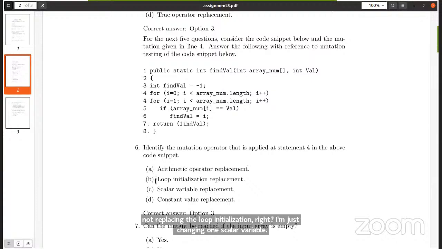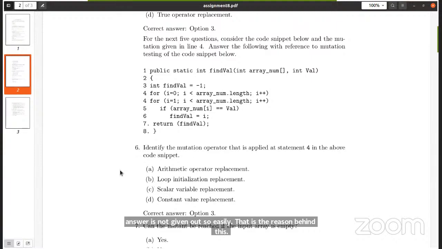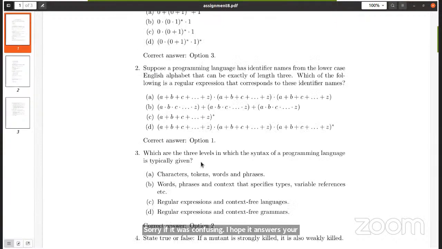I mean, it's just written in a way so that we have to come up with 4 options, no? So we come up with one or two similar looking options so that the answer is not given out so easily. That is the reason behind this. Sorry if it was confusing. I hope it answers your question. Okay, thank you.